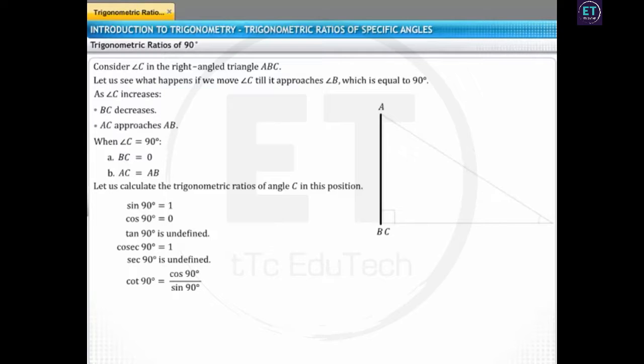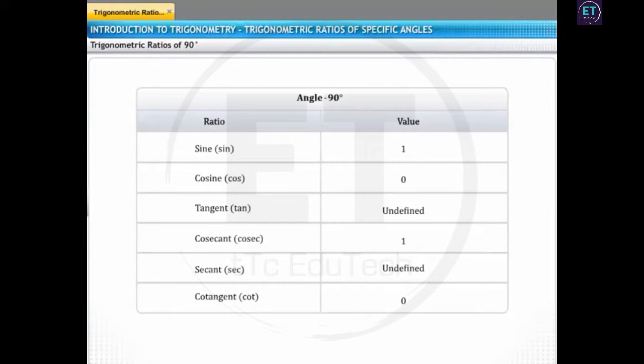Cot 90 is equal to the ratio of cos 90 and sin 90. Hence, cot 90 becomes 0 upon 1, which is equal to 0. Thus, cot 90 is equal to 0. As tan 90 degrees is undefined, we do not consider the definition that cot of an angle is the reciprocal of tan of the angle. Let us quickly recap the trigonometric ratios of a 90-degree angle.